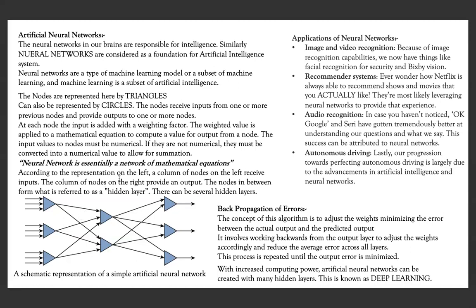According to the representation here, a column of nodes on the left receive inputs like this. The column of nodes on the right, the final node, gives the final output. And in between, these nodes are part of what is known as the hidden layer. So essentially, there could be many layers of nodes here, and these are all hidden layers.